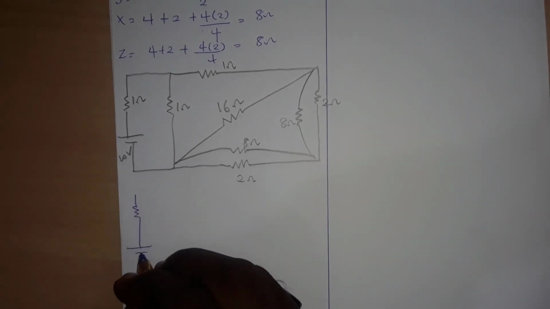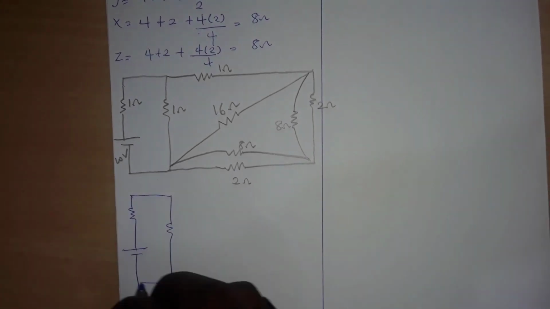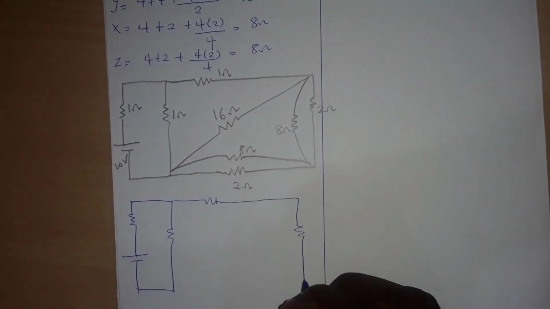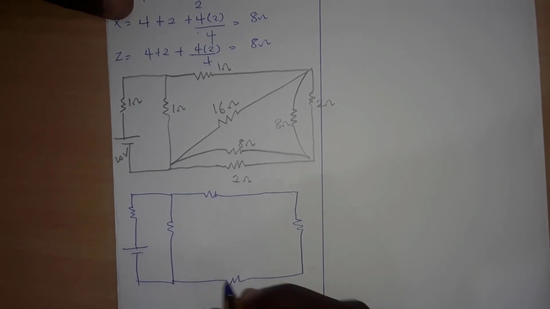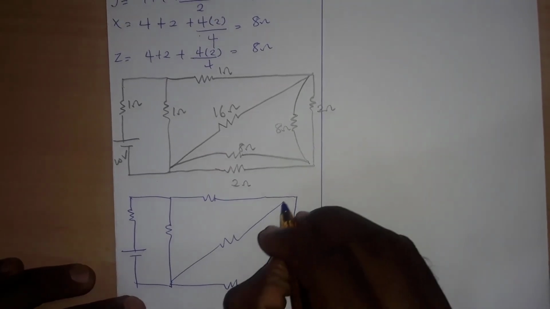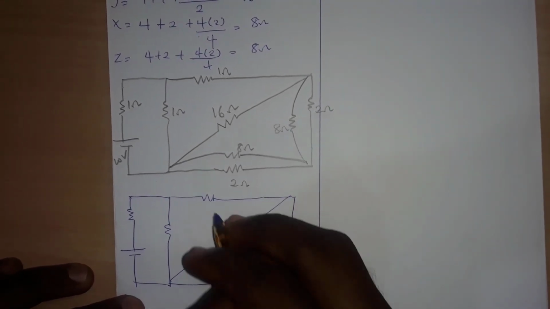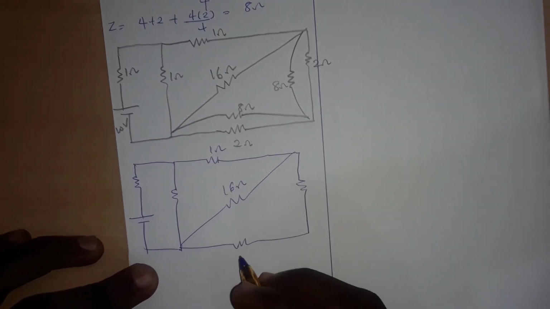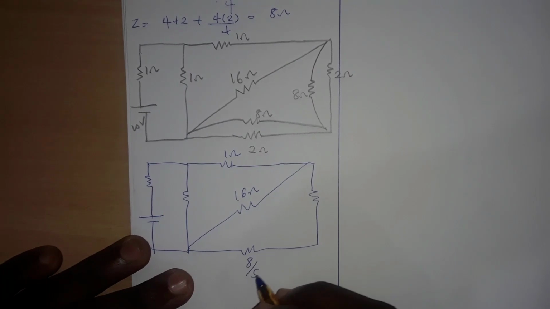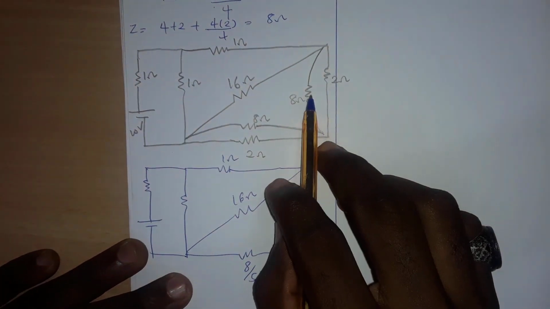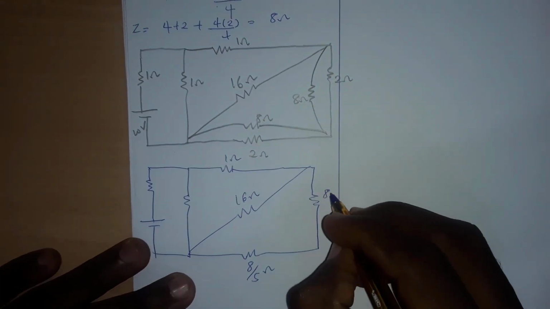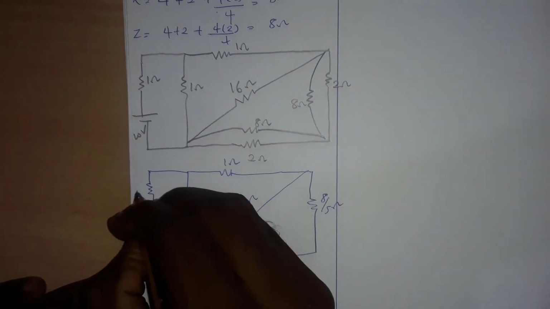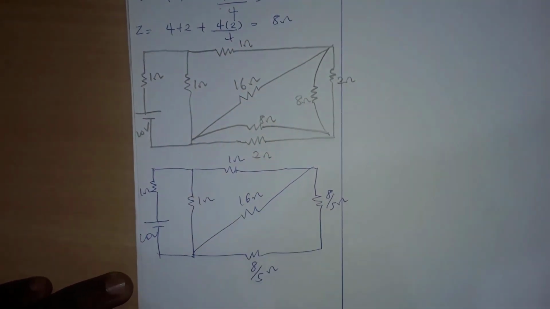You'll see that we'll have this one over here, and we'll have this. Here will be the 16 ohm, here will be the 1 ohm, and 8 parallel 2 should give us 8 on 5 ohm. The same thing will happen here, 8 parallel 2, 8 on 5 ohm. Here, this is our 10 volts, this 1, this also 1.